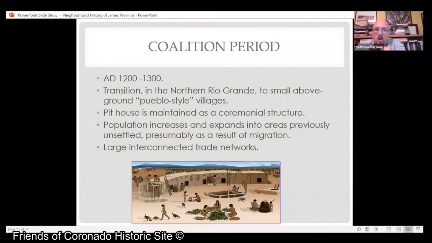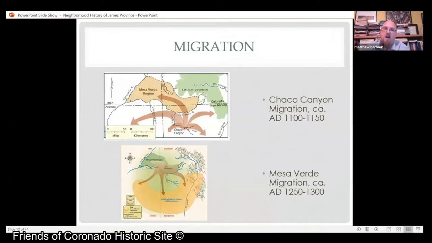The populations of this time period in the Northern Rio Grande really hit a boom. Some people point to in situ population increase, but a lot of it is also probably the result of migration and large interconnected trade routes, which are connecting not only the Northern Rio Grande, at this point Chaco is no longer going, but the Mesa Verde region and other areas such as the Totah, which you don't hear as much about, and other regions in the Four Corners, and certainly the Zuni area as well. There are huge connections between the people here and the people further west. And so, of course, those peoples are coming in, and we can see that in these migration patterns.